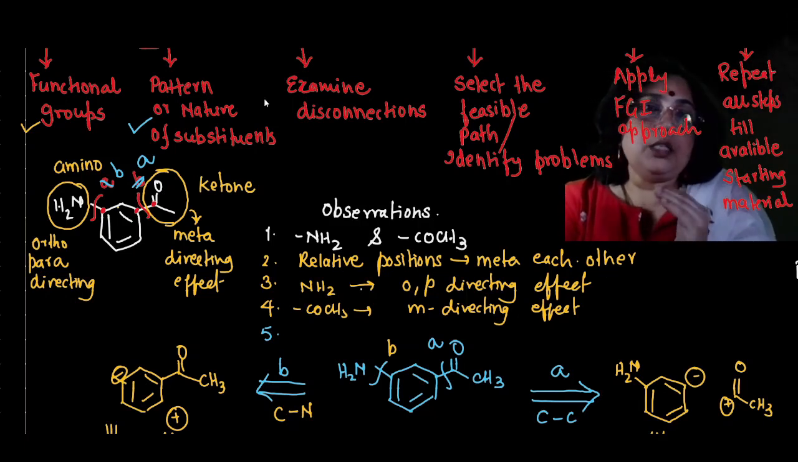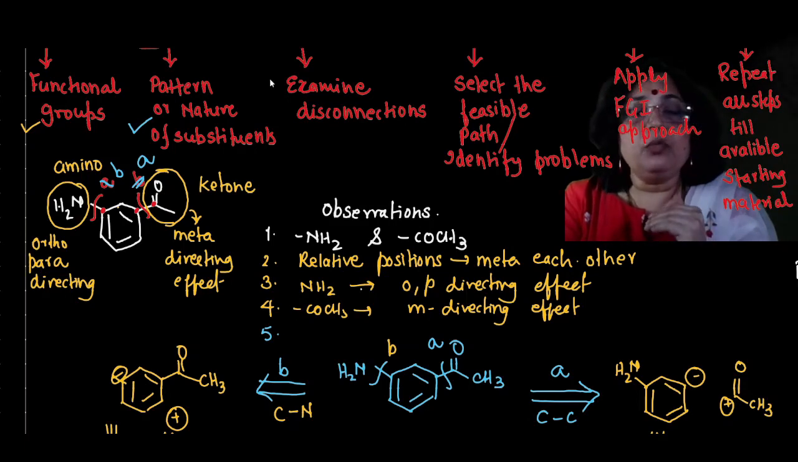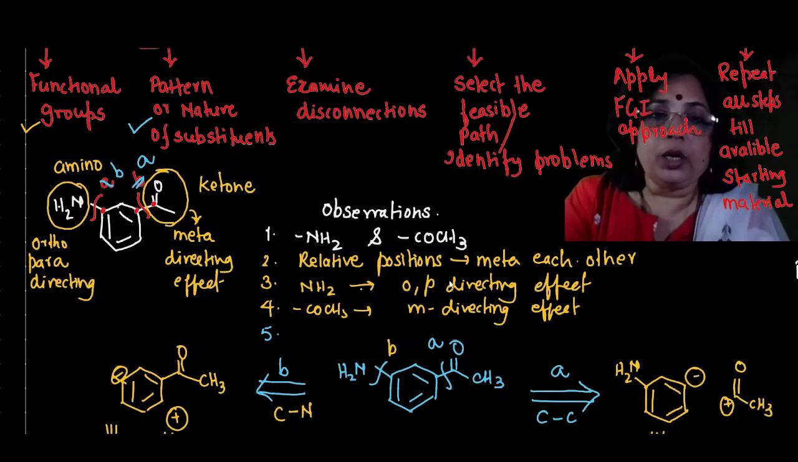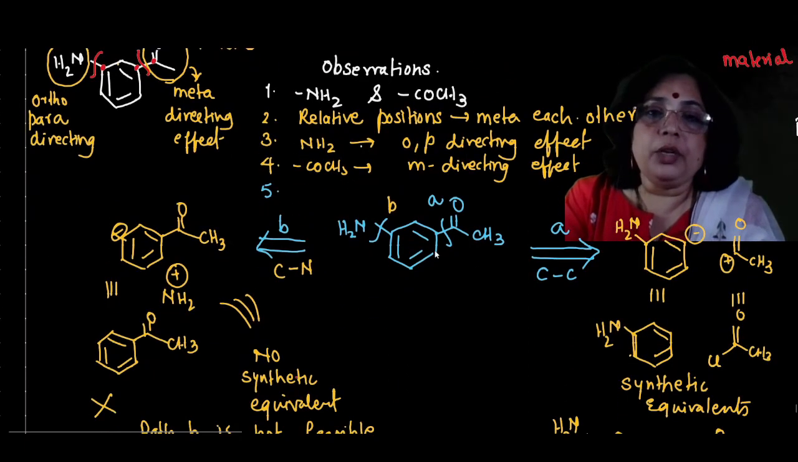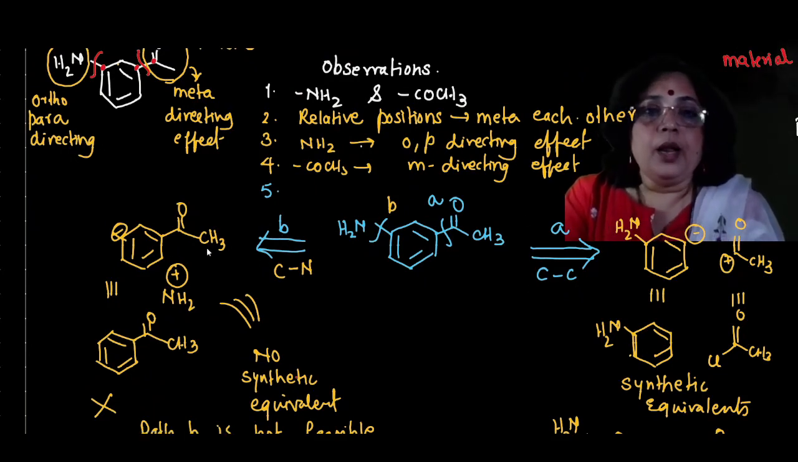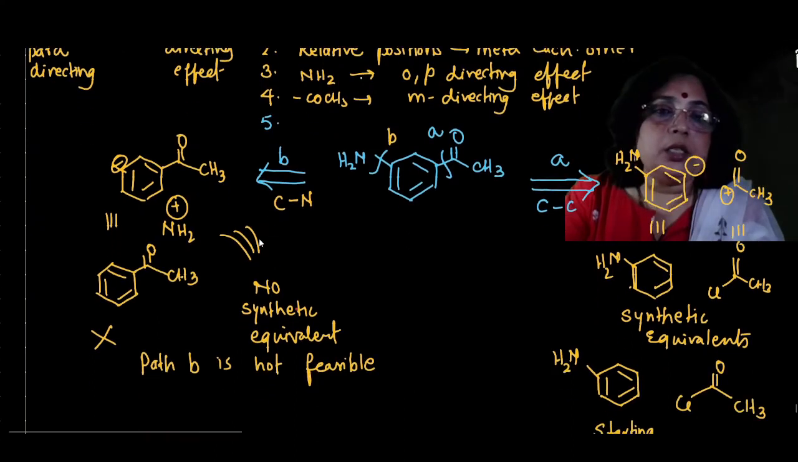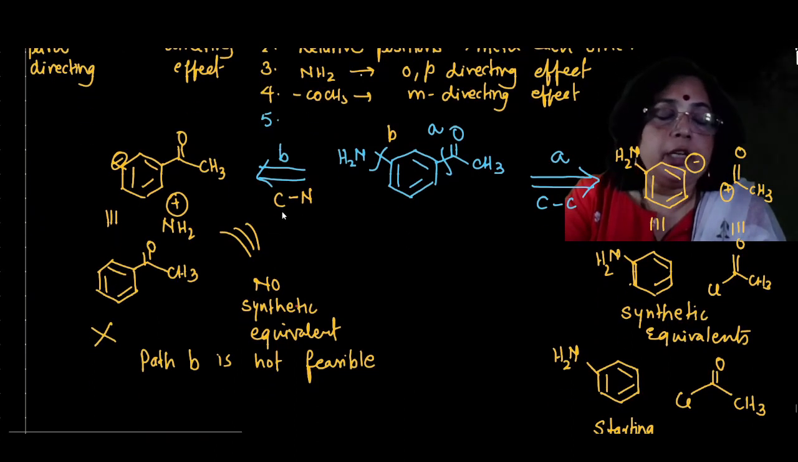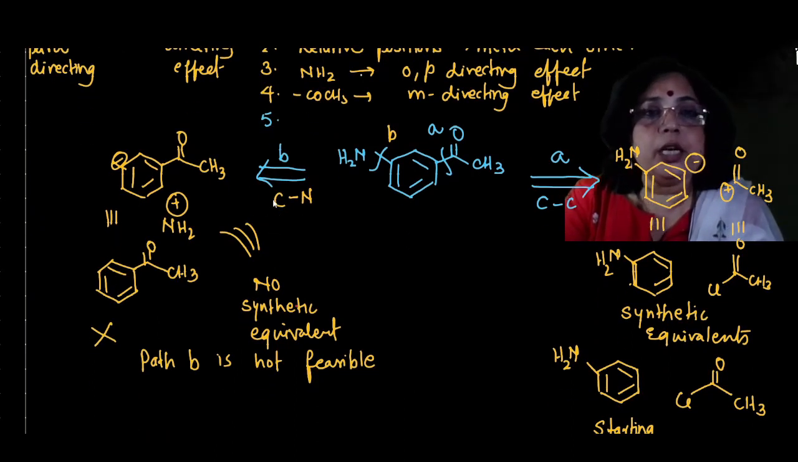Then once this part has been done, we move towards the disconnection approach, where we have two approaches, A and B. Let us see the B approach first, because here I can see something very fishy. So this is a C-N disconnection.